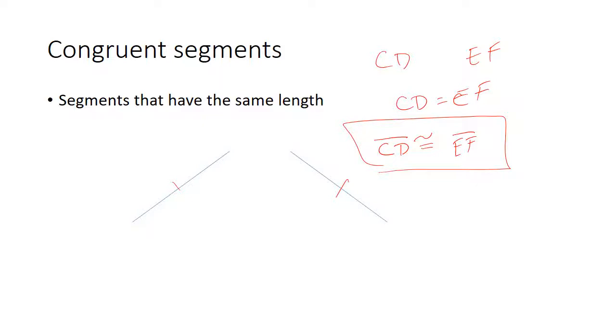Let's say we had another line over here and a line over here. Say those are congruent and all these lines are in the same picture. We could use two tick marks to say that those two are congruent. But this first red line here is not congruent to that line because they don't have the same tick marks.